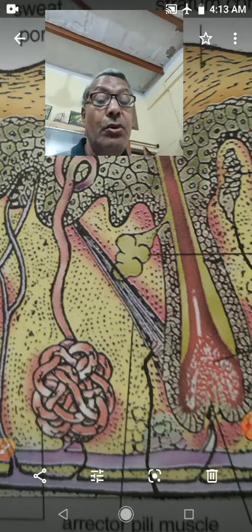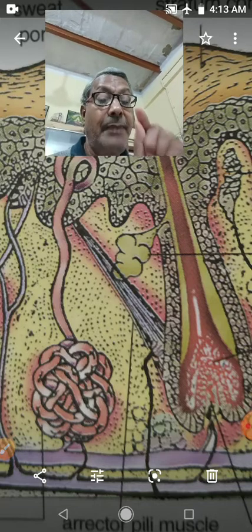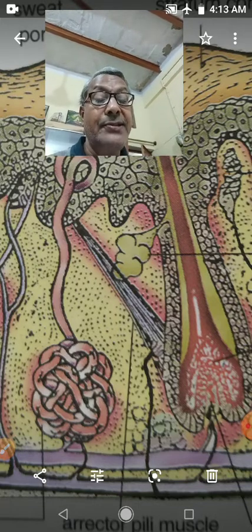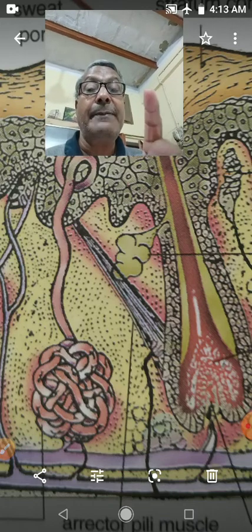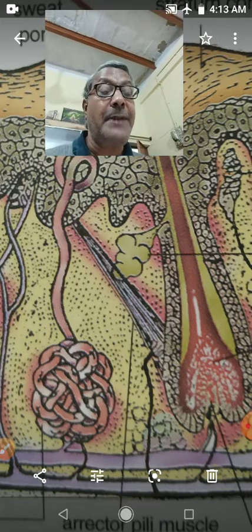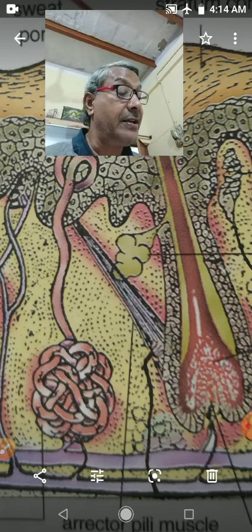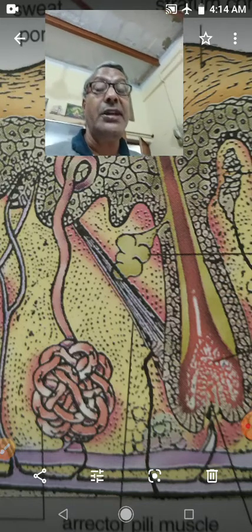So this is what I told you about the structure of the skin. Skin has two parts, proper skin and derivatives of the skin. Proper skin is made up of two layers, epidermis and dermis. Epidermis is made up of three layers. First layer is cornified layer, second layer is granular layer, and third layer is germinative layer.